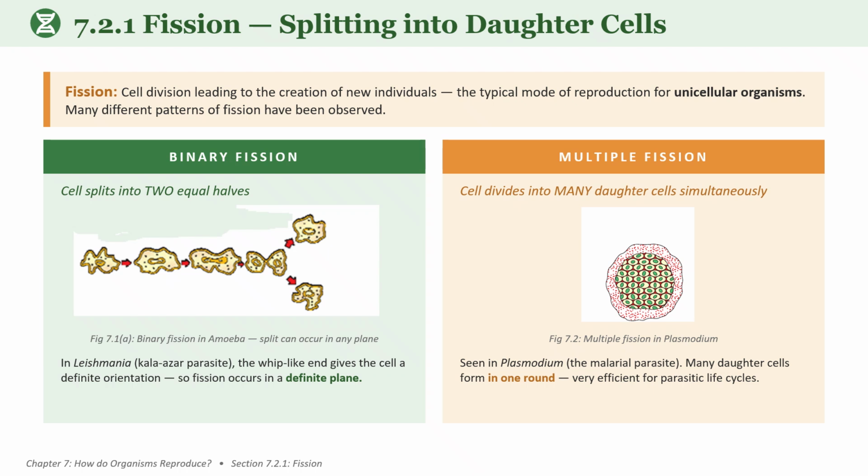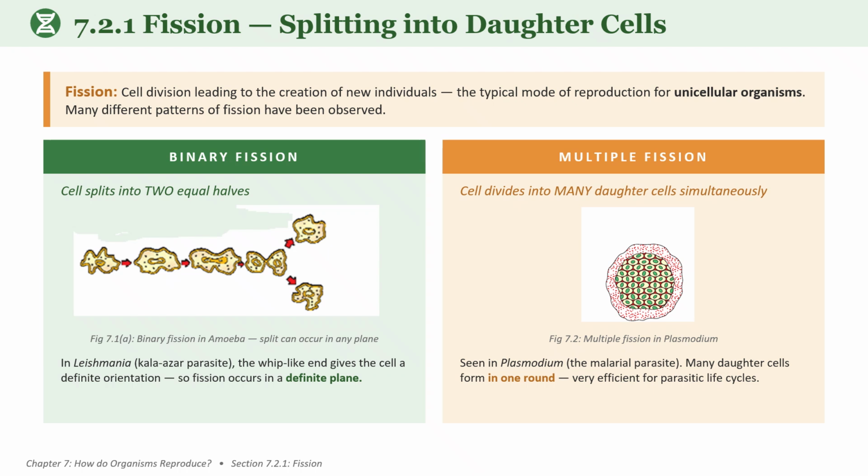When we talk about amoeba, division can occur in any plane because it has no definite shape, right? But in leishmania, what happens? Leishmania has a whip-like flagellum, so division occurs in a definite pattern. And what is its importance? It is a fast reproduction and also it helps organisms to increase their population quickly.